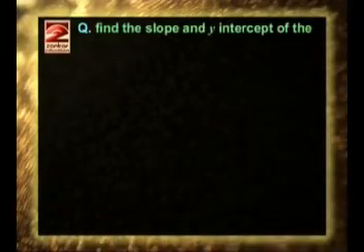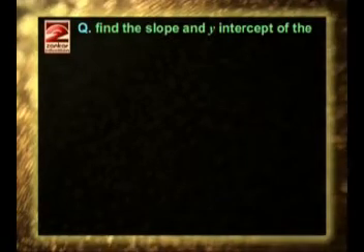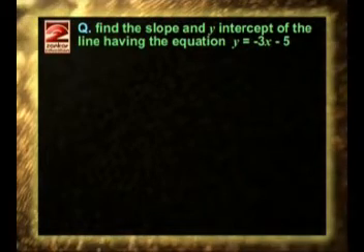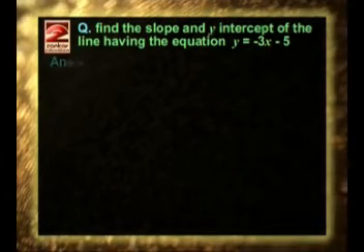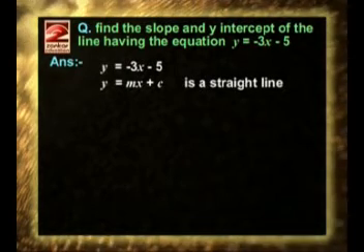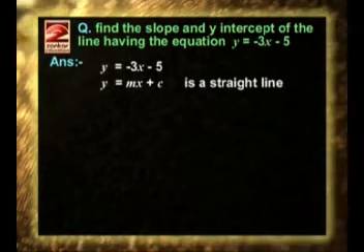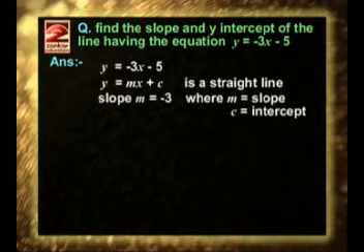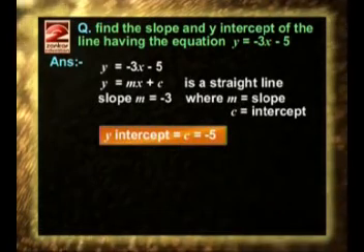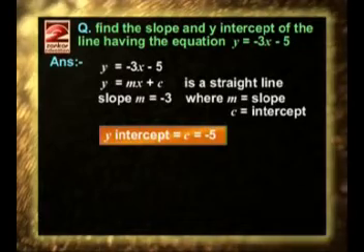Next question. Find the slope and y-intercept of the line having the equation y = -3x - 5. The standard equation is y = mx + c. So slope m is equal to -3 and y-intercept c is equal to -5.